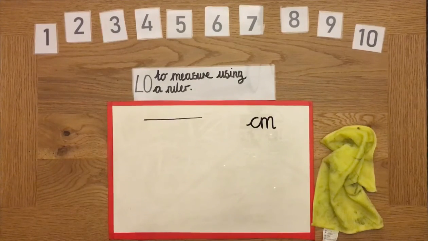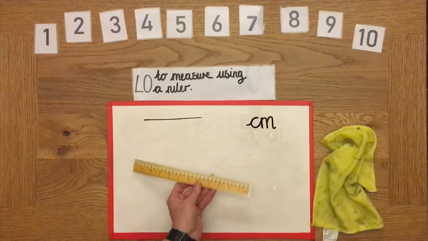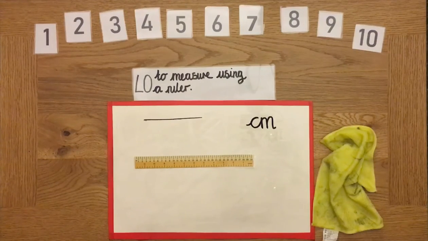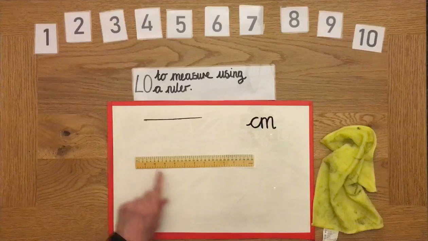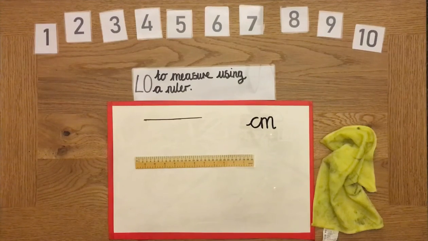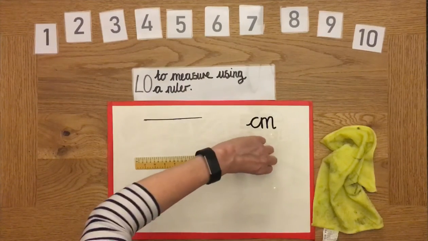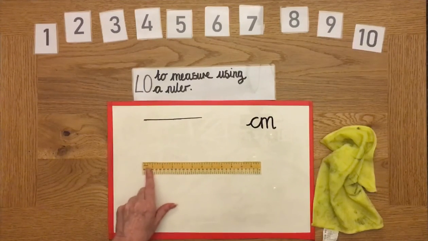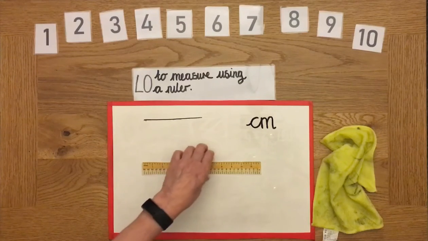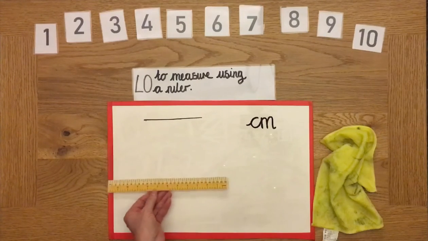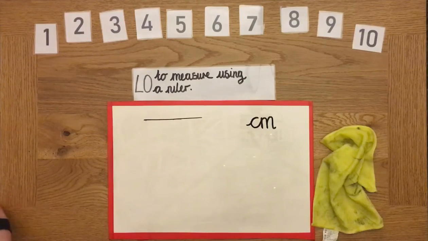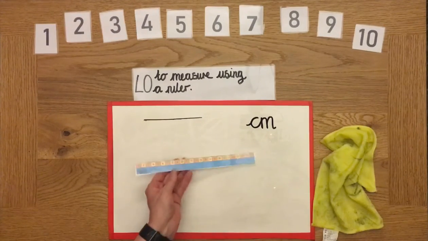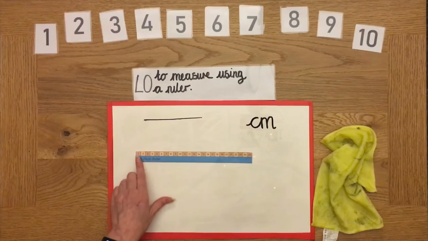There are other rulers. This is a different type of ruler. Each one of these numbers at the top means 1 centimetre. But the clever thing about this ruler is it also measures in a different way. It measures in something called inches, and that's something that you'll learn later on when you're a little bit older. But we use centimetres.